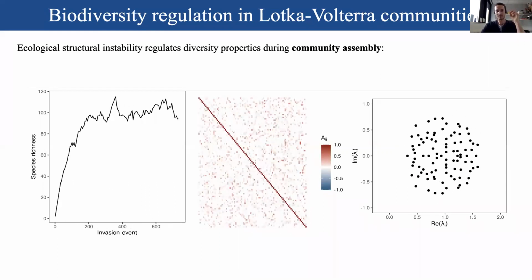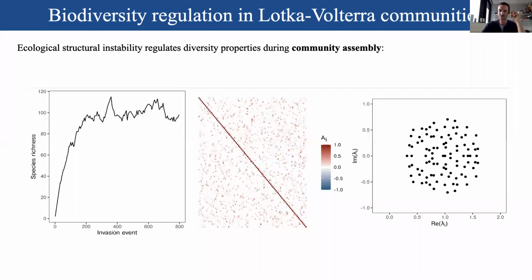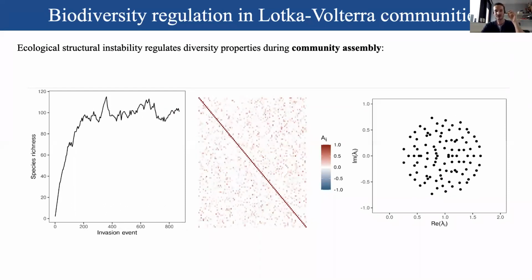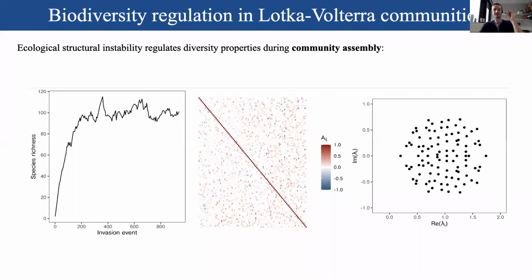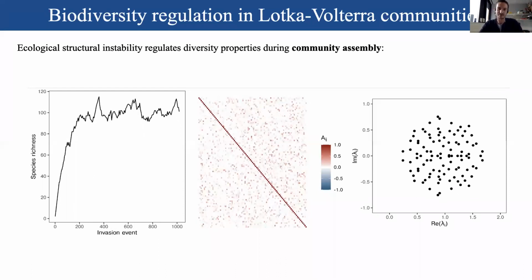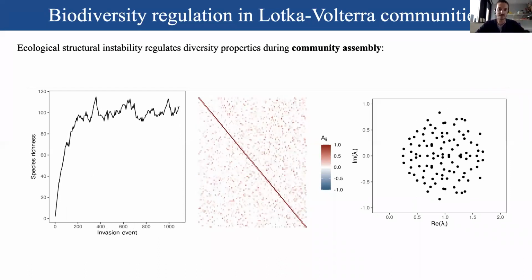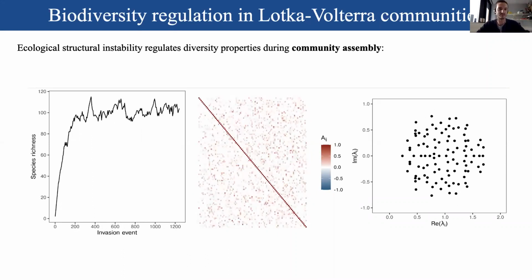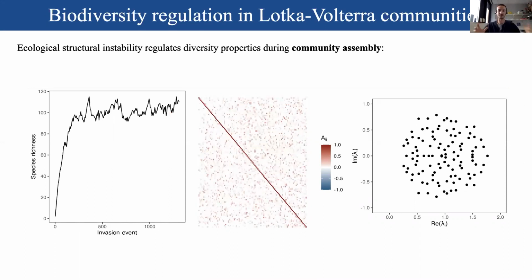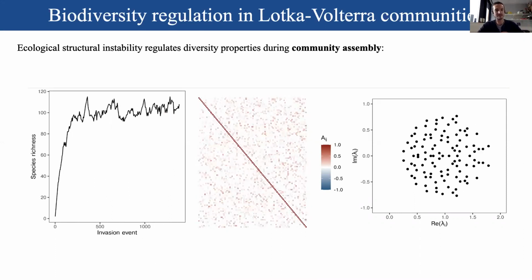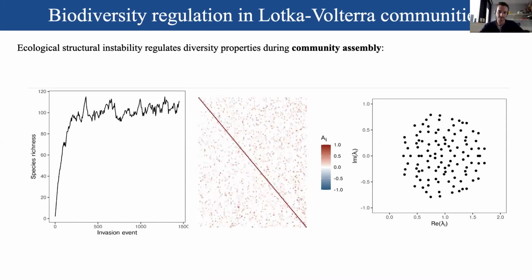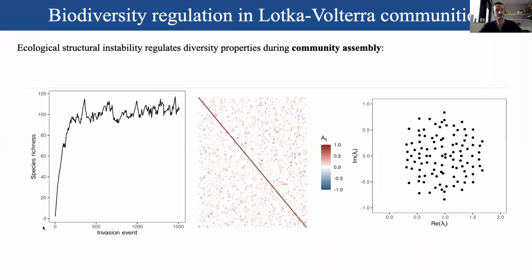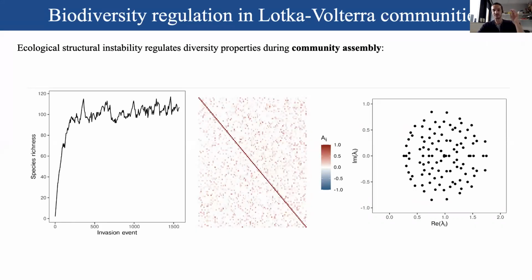And then in the right panel, you see the spectrum of that interaction matrix, which conforms to our expectation. We have the leading eigenvalue of the interaction matrix approaching the origin. And when it approaches the origin, the system becomes highly sensitive to perturbation and converges on some diversity equilibrium. Okay, so we've gone from, if you like, an analytic prediction of intrinsic diversity regulation to demonstrating it in a simple community assembly model.